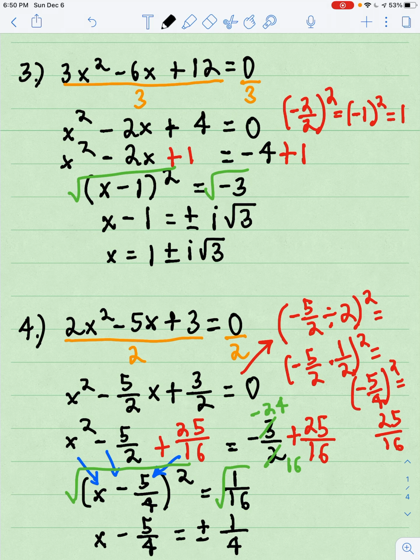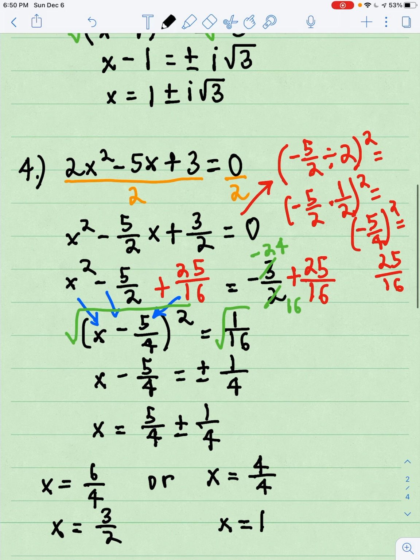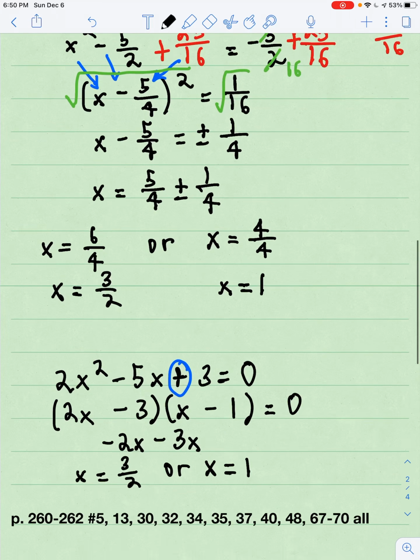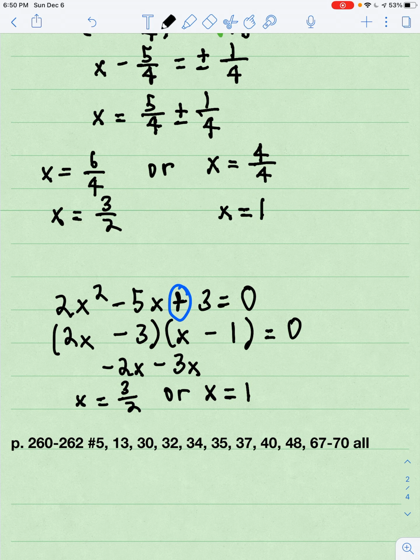And I will at least give you one that's a little more challenging in the homework, where you have to try and get through the process. The final result's the same. And in the end, after we've learned all the methods, you'll get to have some choice in which method to use. So your assignment right here is page 260 and 262.